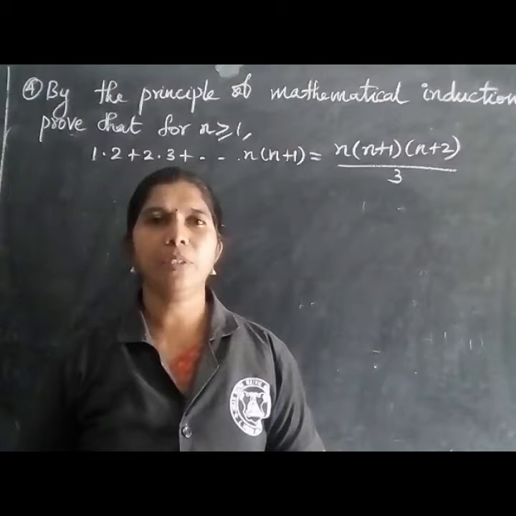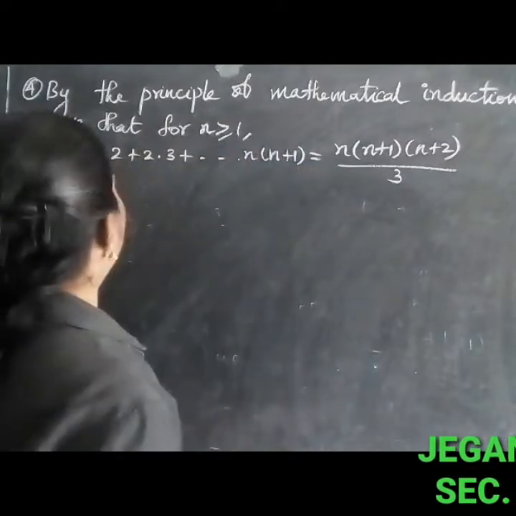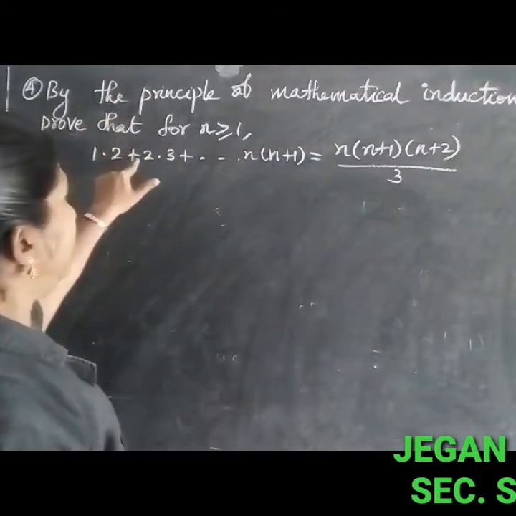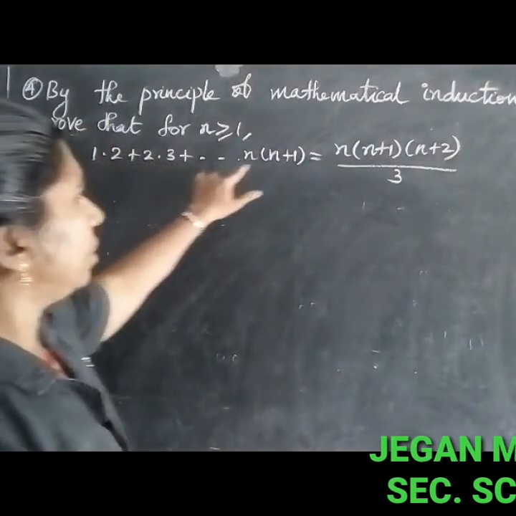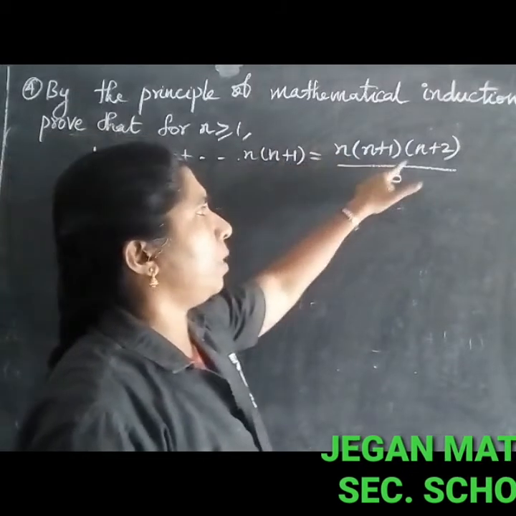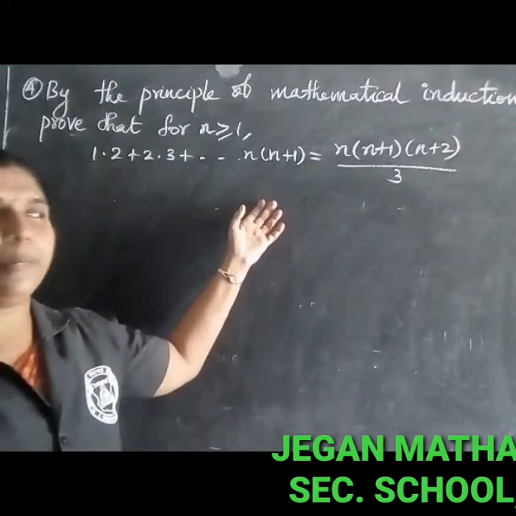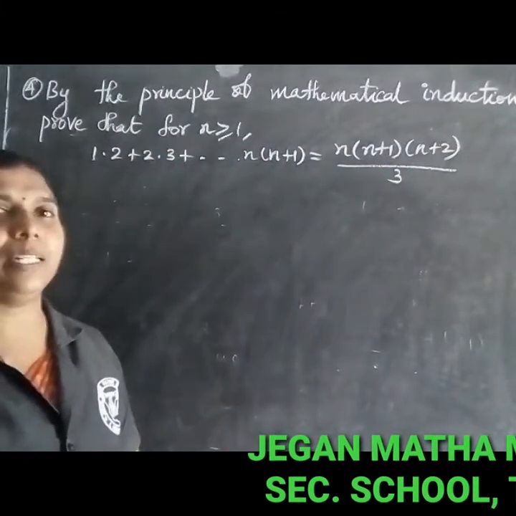Now let us solve one more sum based on mathematical induction. Here the question is 1 into 2 plus 2 into 3 etc., the last term n into n plus 1, which is equal to n into n plus 1 into n plus 2 by 3. We want to prove this statement by using mathematical induction.